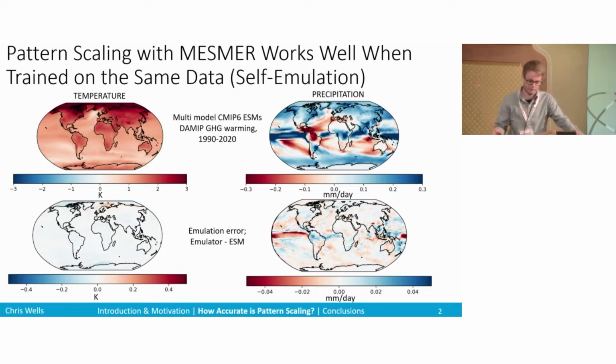And on the right, I've done the same thing for precipitation, which is not the focus of this talk, but just to show you can apply this to different variables. So it's still trained on the global mean temperature, but you're looking at the precipitation change per unit temperature change in each location and using that pattern. And you can see you get problems where, for example, the ITCZ in the tropics and associated changes, but it's generally quite good.